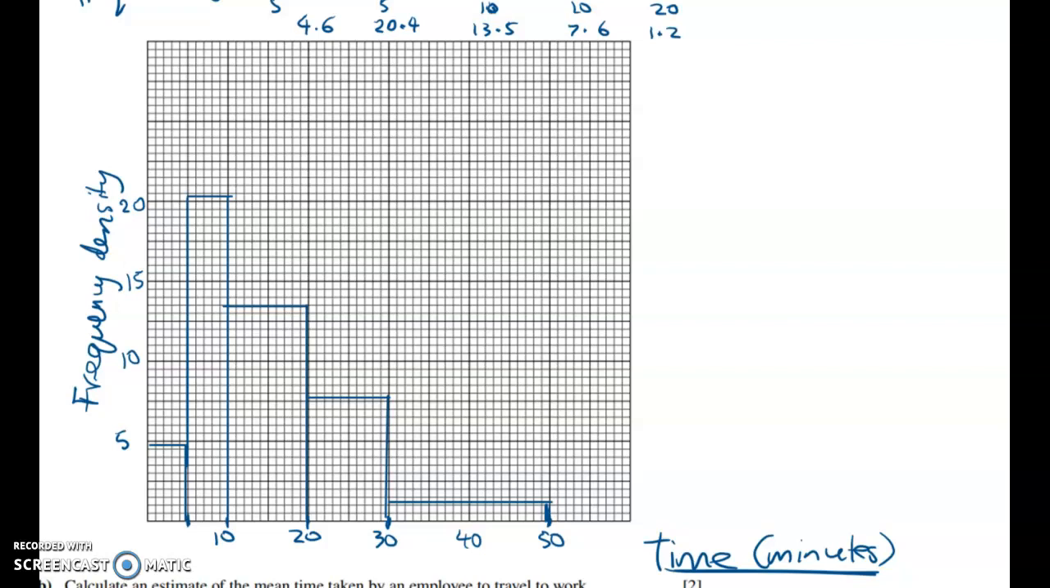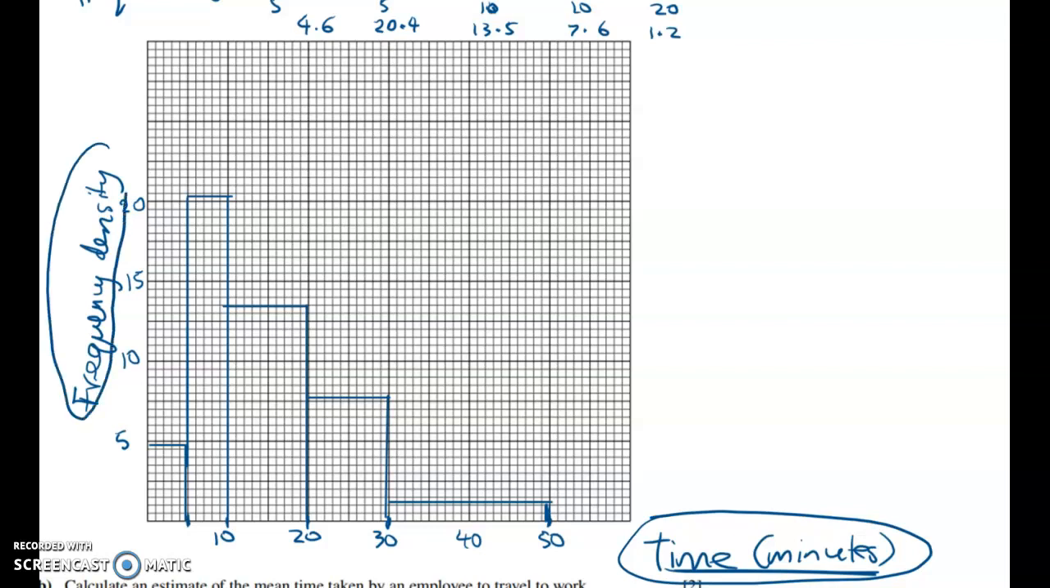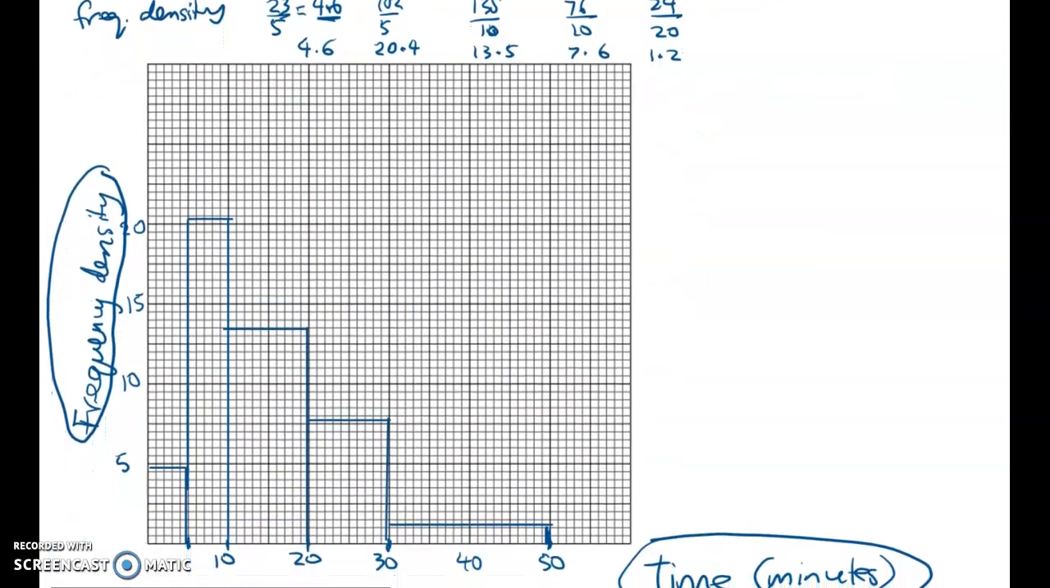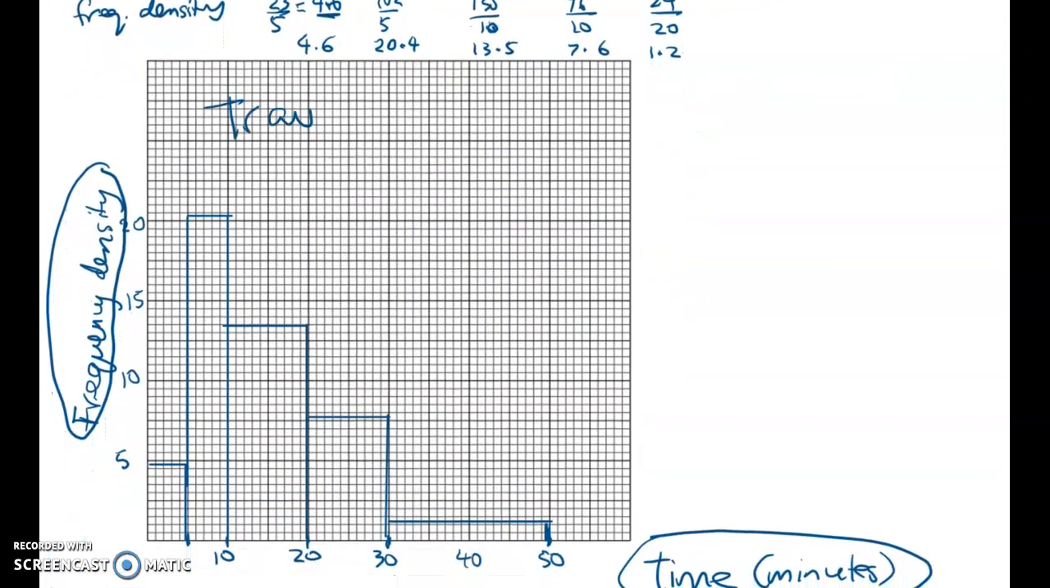The only thing I think I need to add to it, I've got the scale, the axis labels here. We could add on a title. What are we going to do? I'm just going to put travel time, because at the moment, if you looked at that graph, you'd have no clue what it was really about. Travel time in minutes for employees.